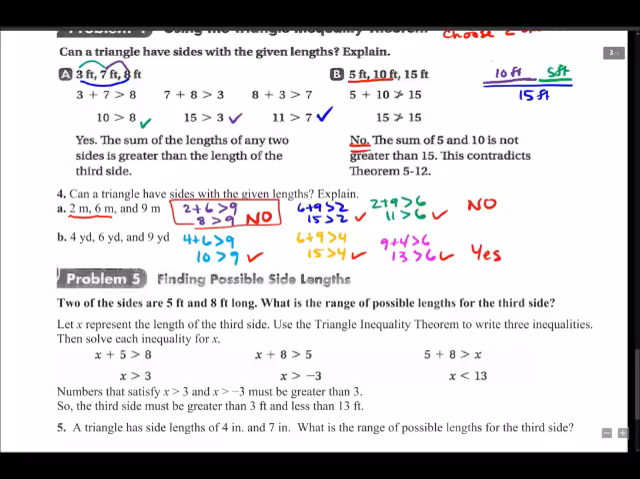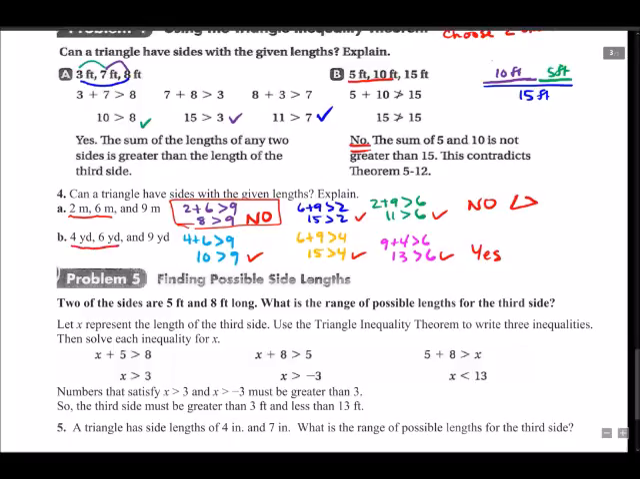I mean, if I did the rest of them here, you can look and see that 6 plus 9 is greater than 2, and 2 plus 9 is greater than 6, but that doesn't mean anything. This one no means no triangle. It's going to look something like that. Okay? So once you get a no, you're done. You don't have to go on and do those two. But I wanted to show you that they're true anyway. Now the next one, 4 yards, 6 yards, and 9 yards.